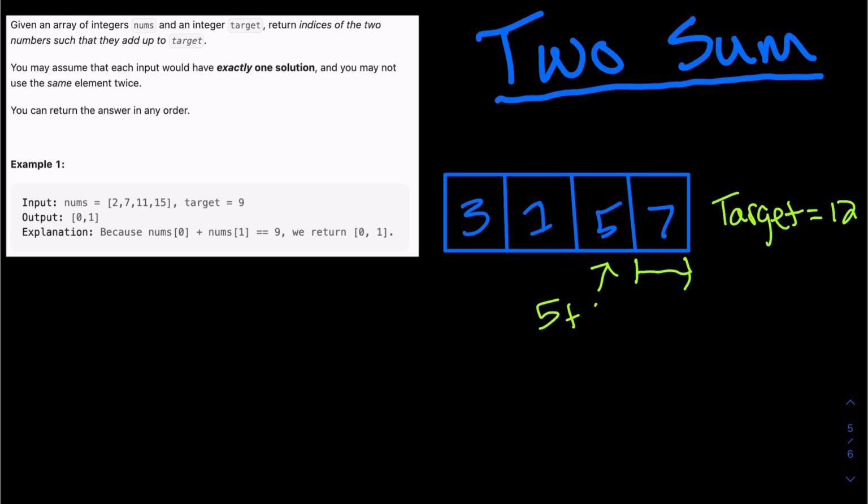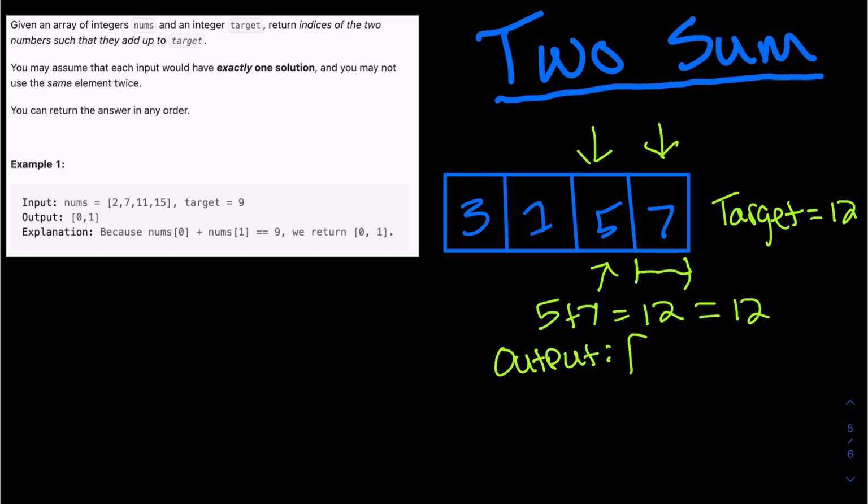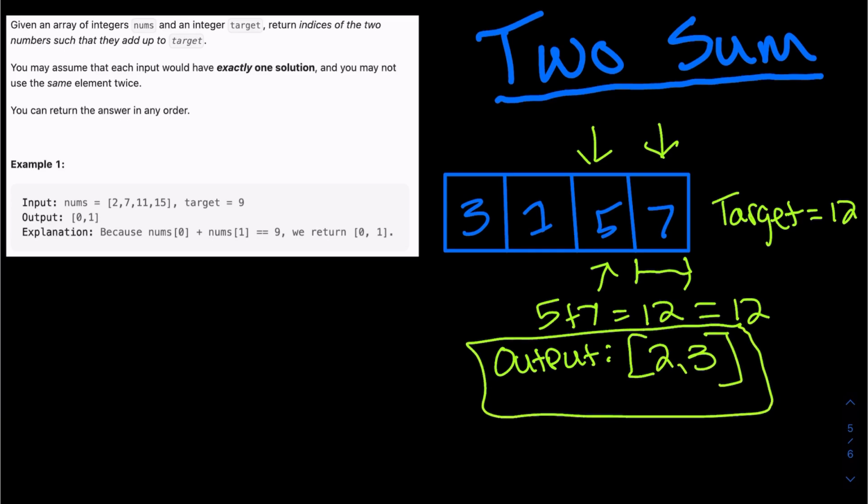So 5 plus 7 equals 12, which does in fact equal 12. So we found our two values right here, 5 and 7, and our output would just be those indexes, which are 2 and 3. All right, so this is the kind of brute force solution.